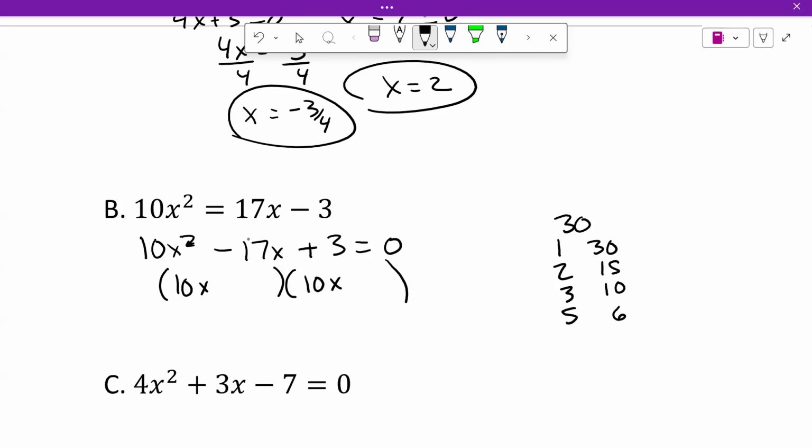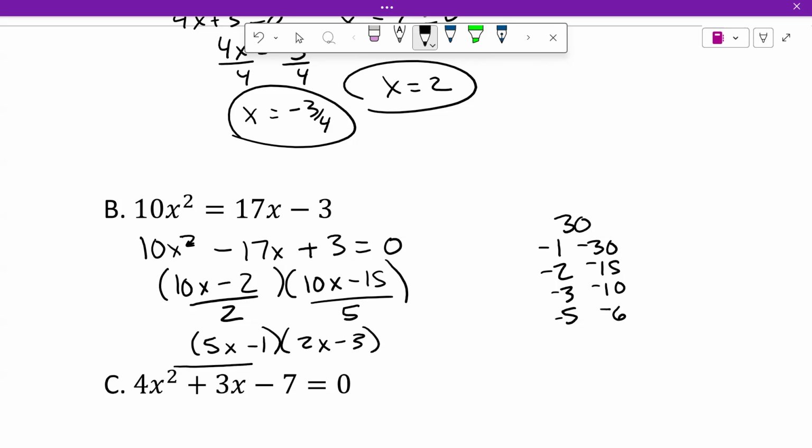All right. The signs are the same. They are both negative. Which of these adds up to negative 17? Negative 2 and negative 15. Greatest common factor of that is 2. Greatest common factor of that is 5. So it's 5x minus 1, and it's 2x minus 3. So you get 10x squared. Outers is negative 15x. Inners is negative 2x, which is negative 17x plus 3.